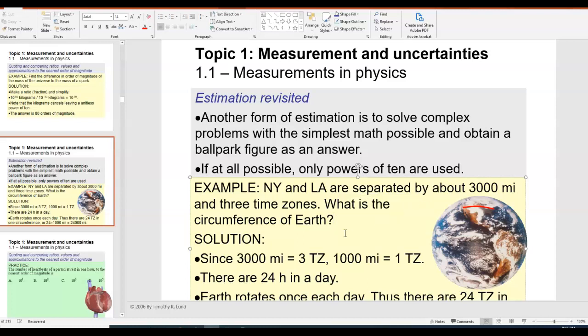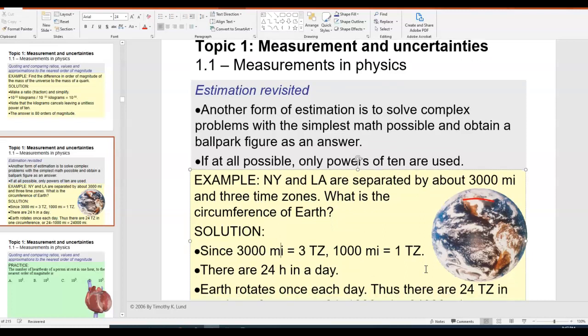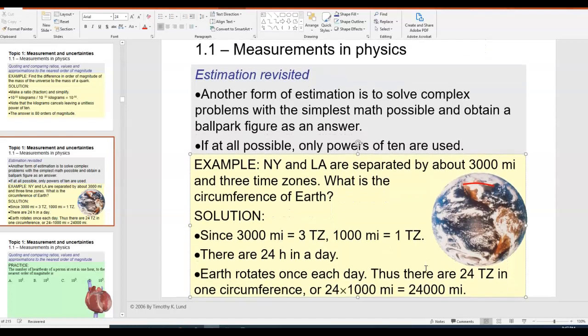Well, if you read through the work on the slide, you can see what they did. They basically said, okay, 3,000 miles is 3 time zones. That means 1 time zone is about 1,000 miles. There are 24 hours in a day, and Earth rotates once each day, so that would mean there are 24 time zones on Earth. 24 time zones, each one 1,000 miles, means the Earth is about 24,000 miles around. Estimation, that's an important skill to use in physics.